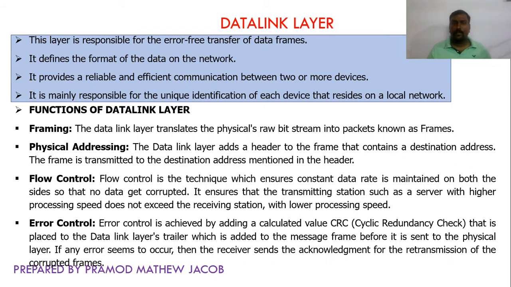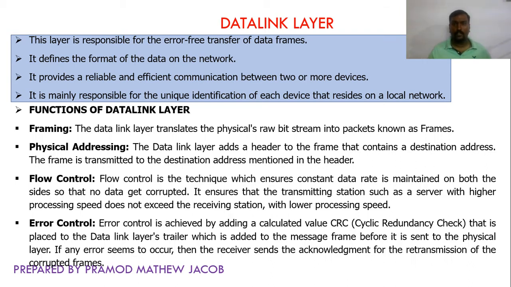After establishing the physical connection between the two devices, there is a layer which is responsible for error-free transfer of data frames. Frames are simply the collection of raw bit streams. The data link layer defines the format of the data on the network. It is the main reason for reliable and efficient communication between two or more devices. This layer is also responsible for the unique identification of each device that resides on a local network.